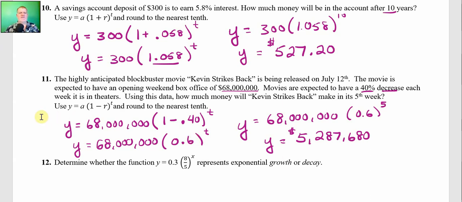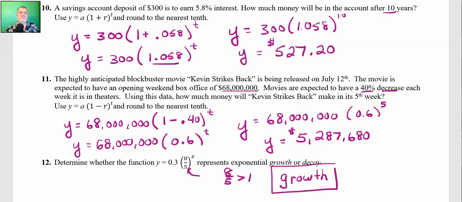So I actually kind of answered number 12 as we were doing 10 and 11. How do I know if it's growth or decay? Well, I just look at the number in there, 8/5. Remember, if it's bigger than 1, it's going up. If it's less than 1, it's going down. 8/5 is bigger than 1, isn't it? So it is a growth. All right. There we go. Good job, people. A few more to go.